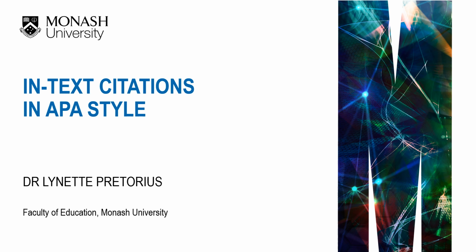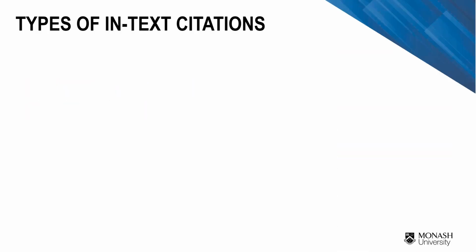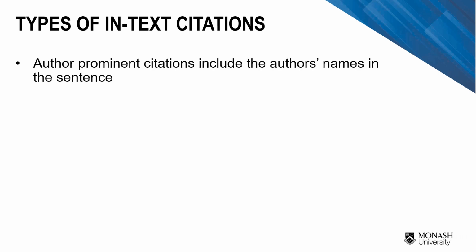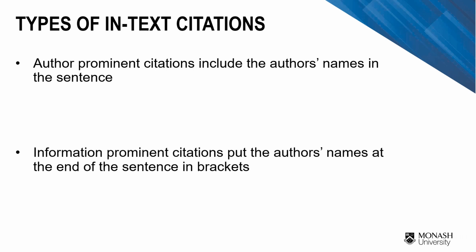In your academic writing, you should reference sources by indicating the author and year of publication before the full stop in a sentence. There are two types of in-text referencing. Author-prominent citations include the author's name in the sentence. Information-prominent citations put the author's names at the end of the sentence in brackets.